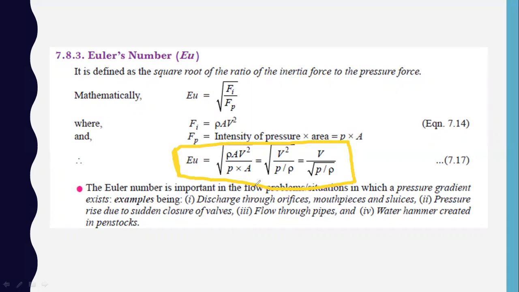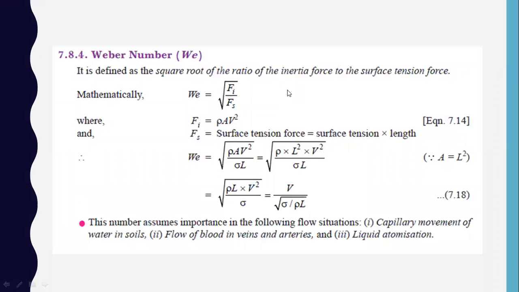The Euler number is important in flow problem situations in which a pressure gradient exists. Examples are discharge through orifices, tubes and sluices, pressure rise due to sudden closure of valves in flow through pipes, and water hammer created in penstocks.